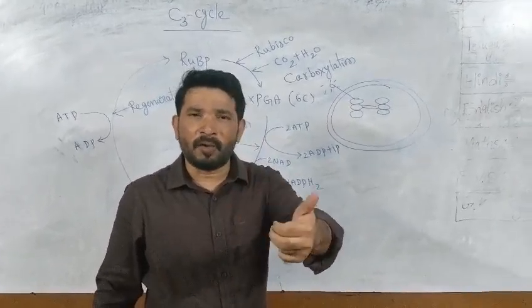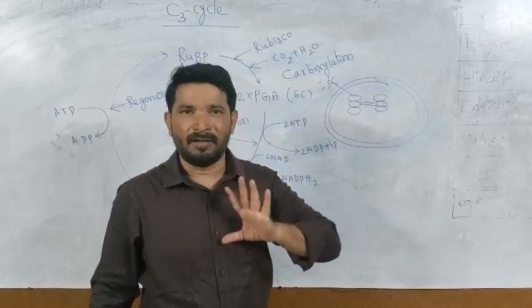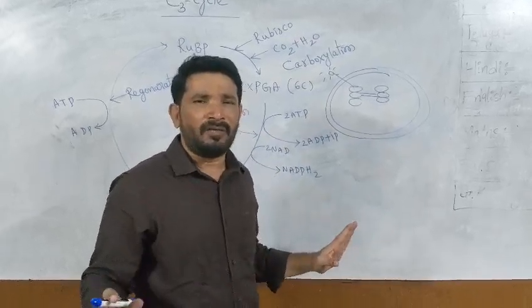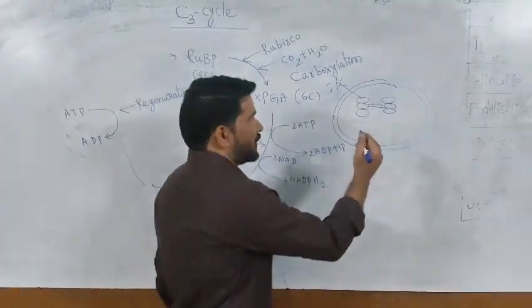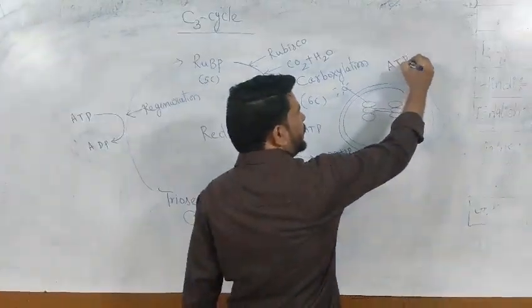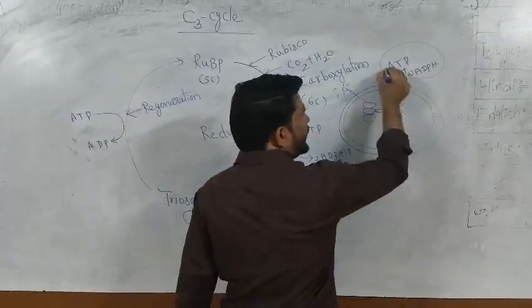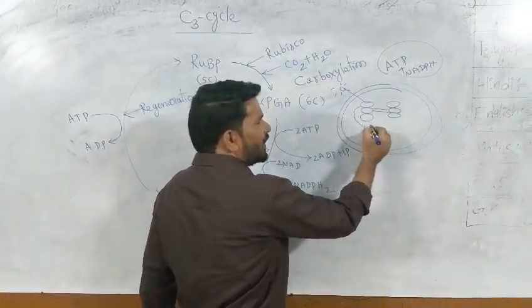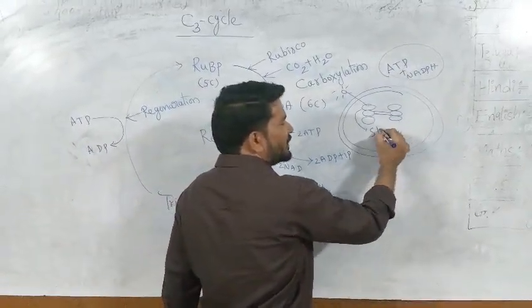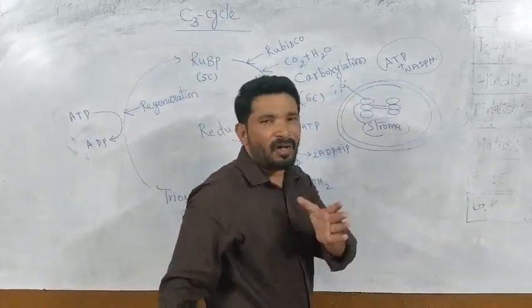Oxygen is a byproduct. We get this product, and the majority of all living organisms depend on oxygen only. What about the remaining products? That is the ATP plus NADPH I told you. This ATP and NADPH moves from the granal thylakoid to the stroma region. The stroma region is where we observe the dark reactions.